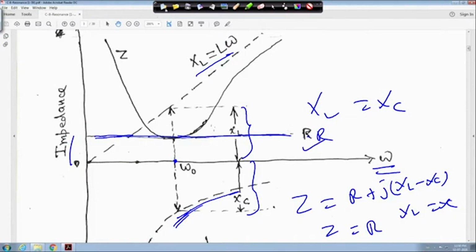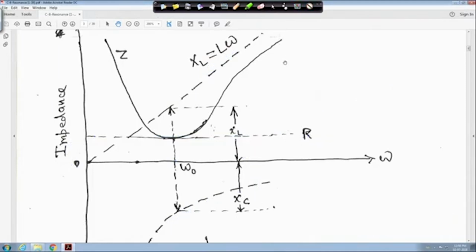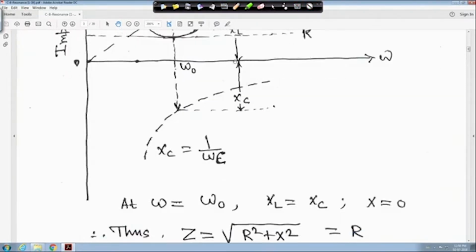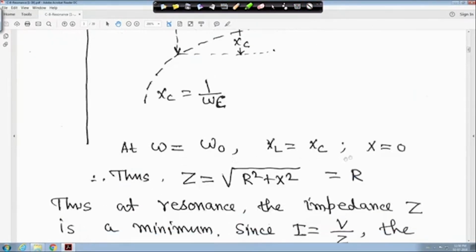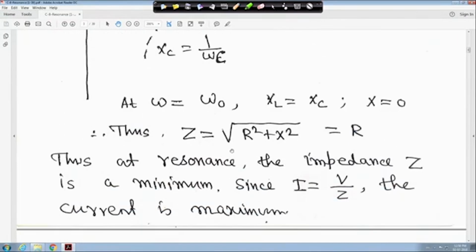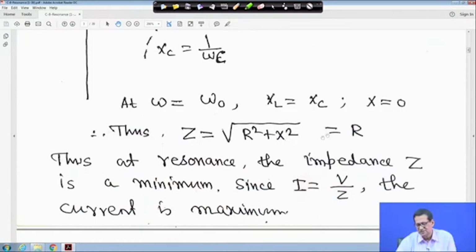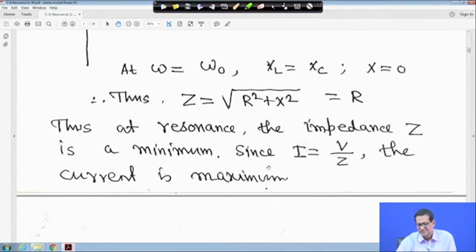At omega equal to omega 0, I told you X is equal to 0. So, the impedance Z is equal to R, since X is equal to 0. Thus, at resonance the impedance Z is a minimum, minimum means it is R, because XL minus XC is 0. So, impedance is minimum, R. Since I is equal to V by Z, as Z is minimum, at resonance the current is maximum.